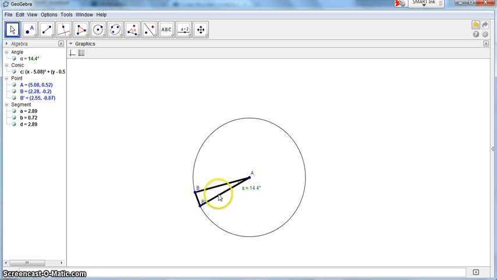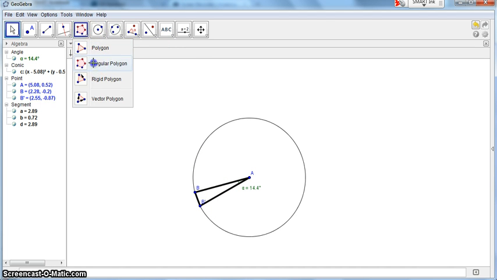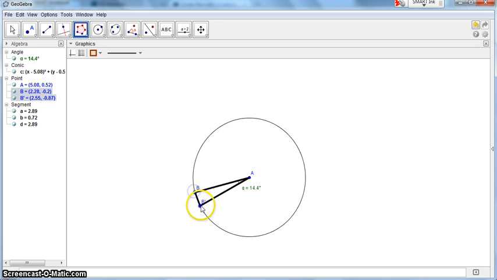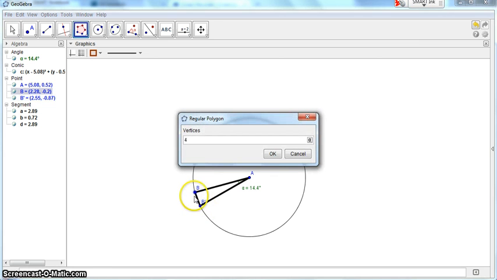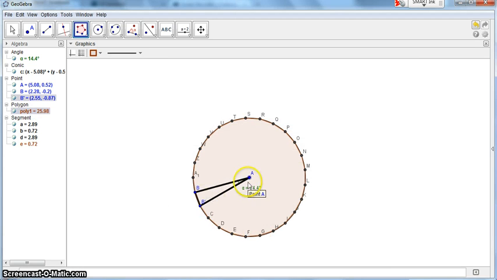So to submit this, you would just submit the screenshot, but if you want to check it to make sure you did this right, grab your regular polygon tool, click on your 2 points that are on the circle, 2 vertices of our shape here, and there's going to be 25, I believe, right? So if I click OK, boom, you can see that that's just one slice of the remaining 24, right? So 25 total congruent little triangles to make a regular 25-gon. So that's how we do that.